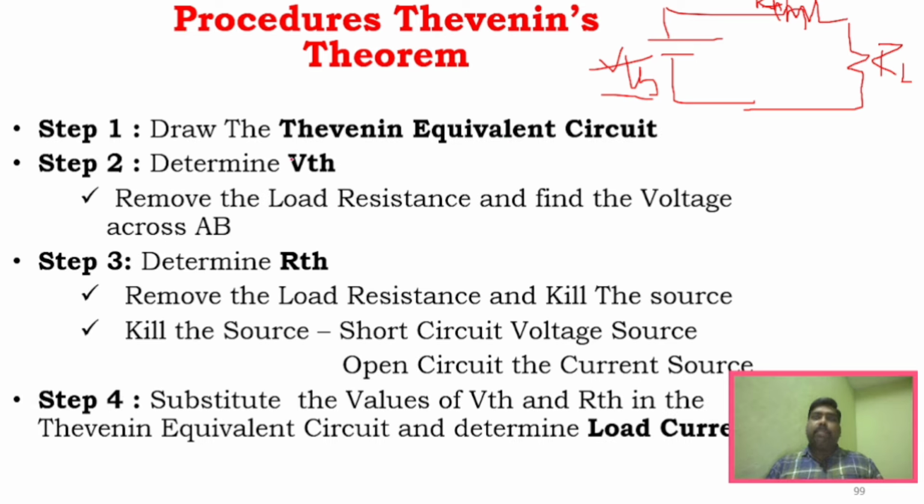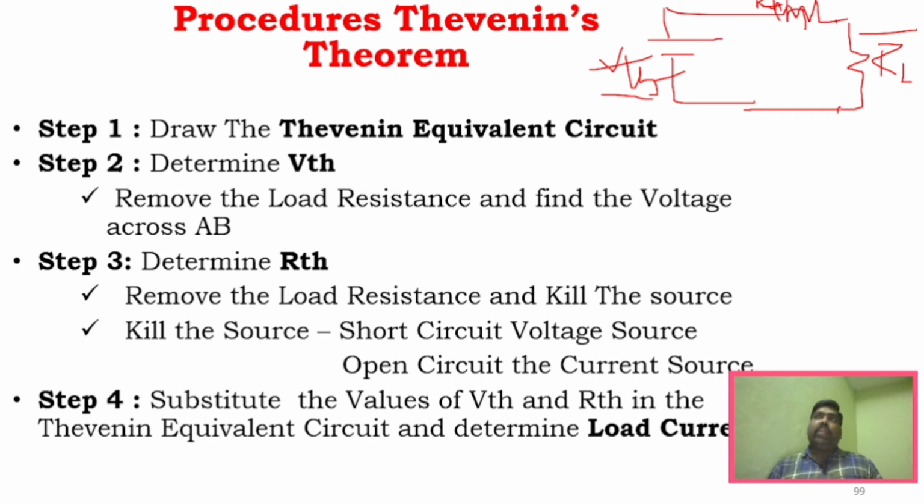And the second step, we need to find out VTH, and there is a procedure to find VTH. First thing we have to do is remove the load resistance, and then find the voltage across this particular AB. Say, if you're removing this load resistance, then you have to find the voltage across this terminal. That is considered as VTH.